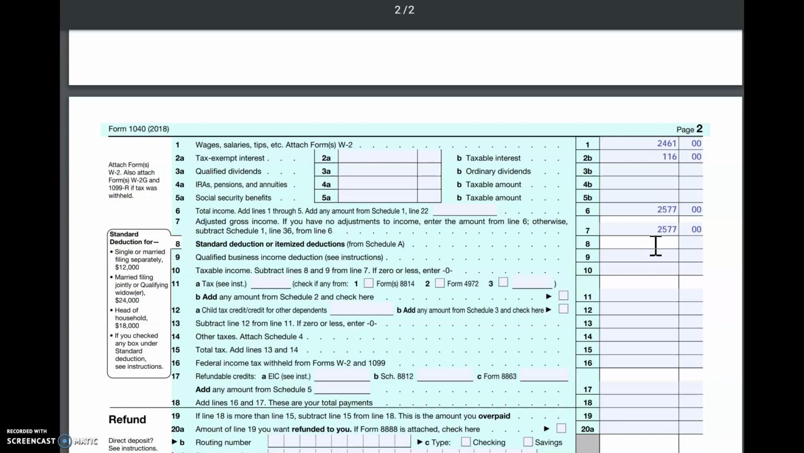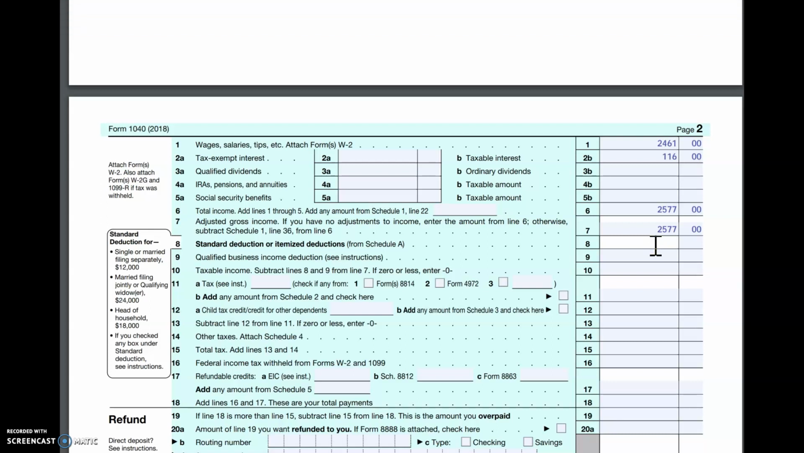Line 8, standard deduction or itemized deductions. We need to look at the schedule on the left for standard deductions. So first one, single or married filing separately, enter $12,000. Well, Josh is single, but we better read the rest. Married filing jointly or qualified widower. Well, we already determined Josh is single, so he's not married and he's not a qualified widower. Next one is head of household. Josh is not a head of household.